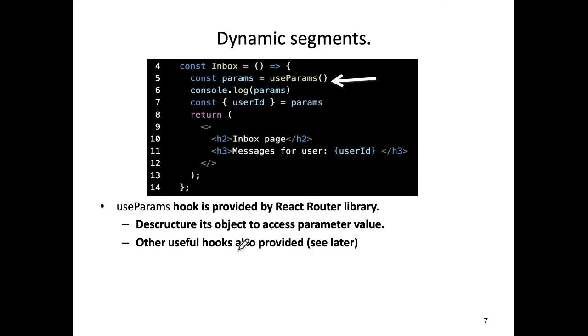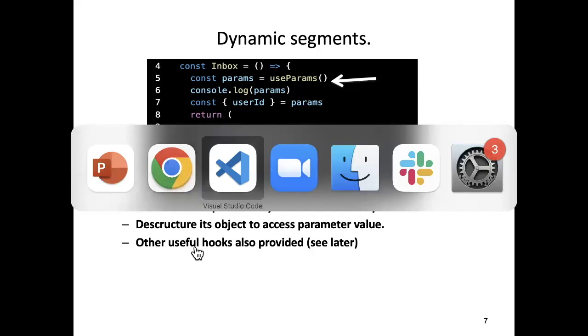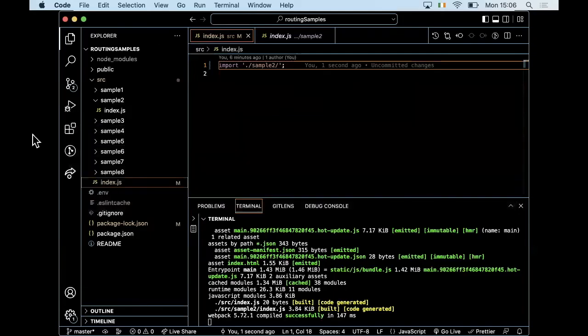And I think I've said all of that. There are other hooks as well, as we'll see, made available by the React Router library, which we'll look at the next day. But if we just quickly look at sample 3, I think we're on to.